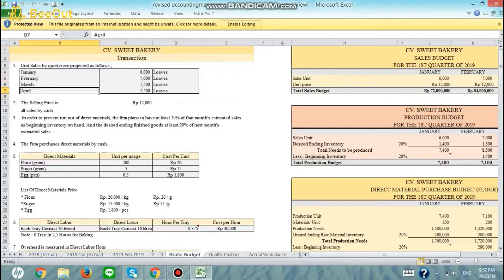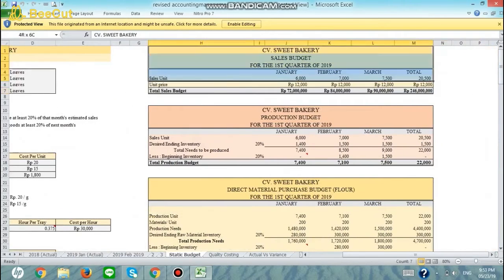The following transactions are the information for the static budget for the first quarter of 2019 of Sweet Bakery. First, unit sales by the quarter are projected as follows: January 6,000 loaves, February 7,000, March 7,500, April 7,500. And we have to make the sales budget.